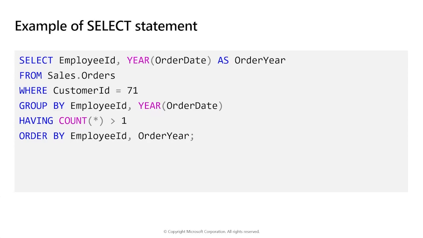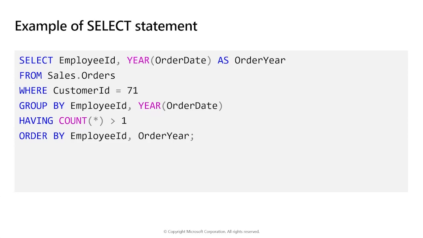And the data I'm interested in are employee ID and the order year, which is specified in the select statement. And I'm only interested in the data where the customer ID is 71, which is specified in the where statement. I also want the results returned to be in groups of employee ID and order year. And so this is specified in the group by statement.